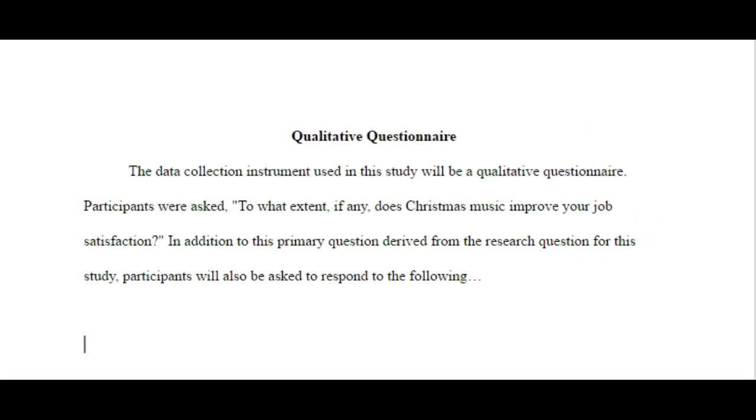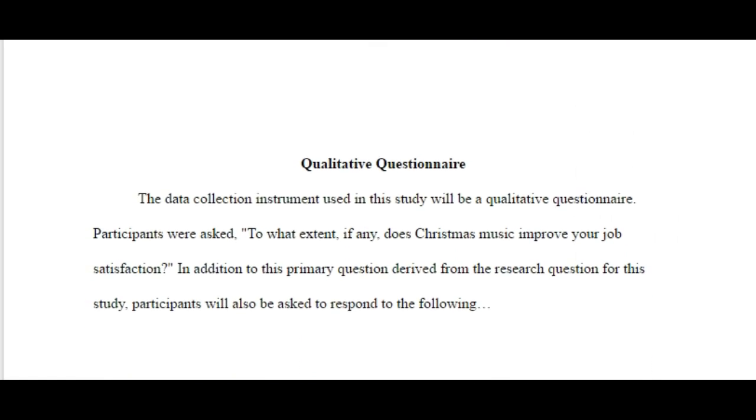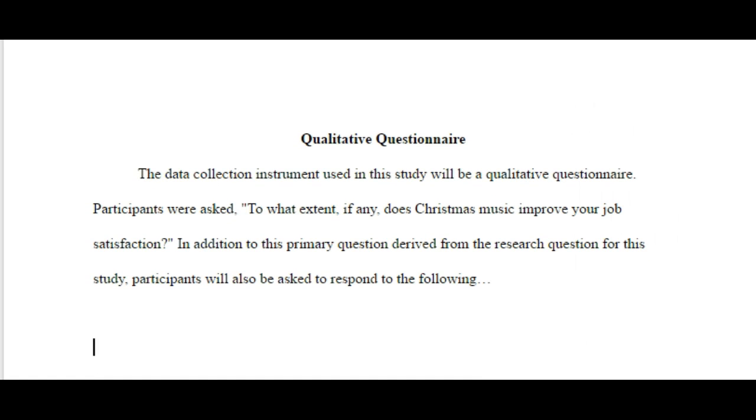Here's another example. What if I use a qualitative design and specifically asked shopping mall security guards, how much does Christmas music affect your job satisfaction? Maybe the title of my study will be The Effect of Christmas Music on Job Satisfaction, Insights from Shopping Mall Security Guards. My intention is to collect data that reflects a shopping mall security guard's insights about the question, and then that is exactly what I do. That means I have better validity. My study measures what it's intended to measure.